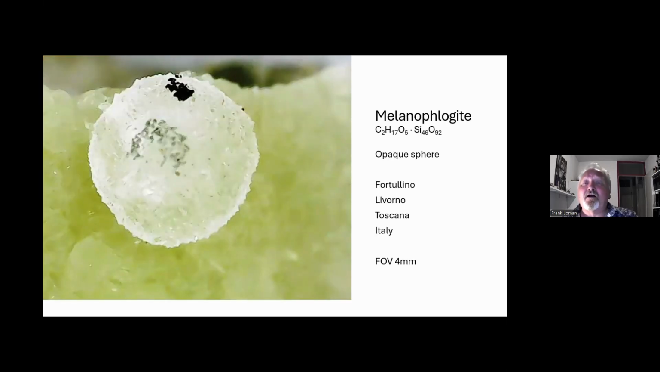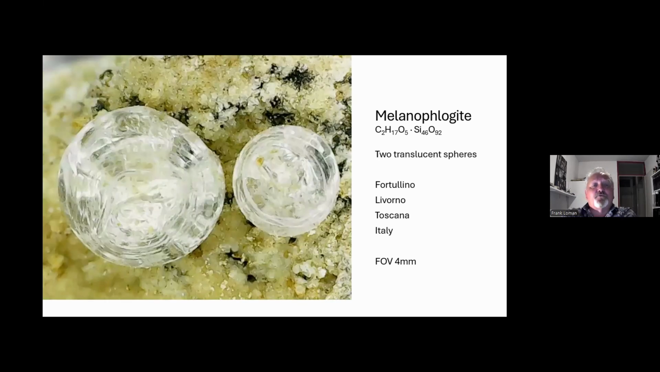Interesting one, melanophlogite, which is a mineral which contains organic material, hence the C2H17 in the structure. This is an opaque sphere, and the best ones come from Fortulino in Italy. The next one, there are two translucent spheres of melanophlogite, and they also come from Fortulino.